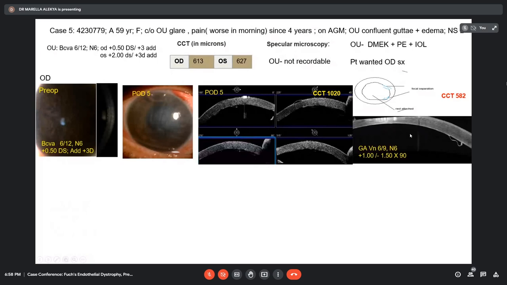Yeah, just a second. Here you have detachment only in the periphery and in the rest of the zones it is attached. Okay, in this you can approach this patient in two ways.